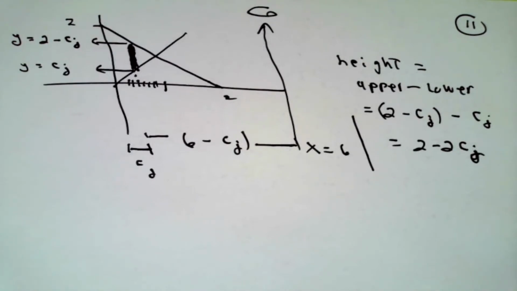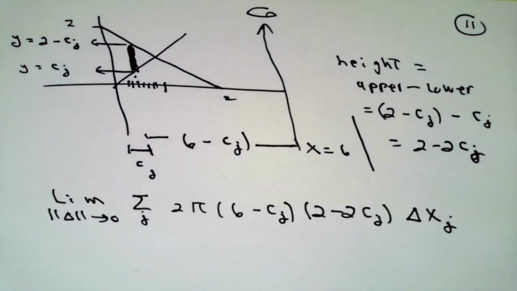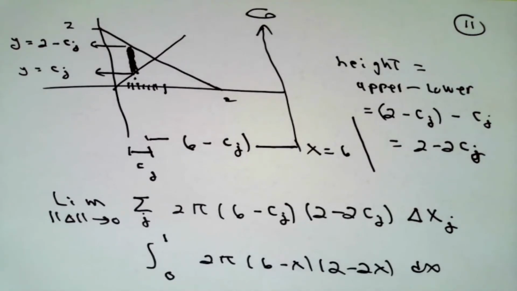We know the radius, we know the height, the shell wall thickness will be delta x_j. We're all set. I've got to have 2 pi times the radius, times the height, times the shell wall thickness, add up all such contributions, and take the limit as all of the delta x_j's tend to 0. As usual, this is the definition of an integral. Leaving all the usual talking out, this is the integral that I have to evaluate.